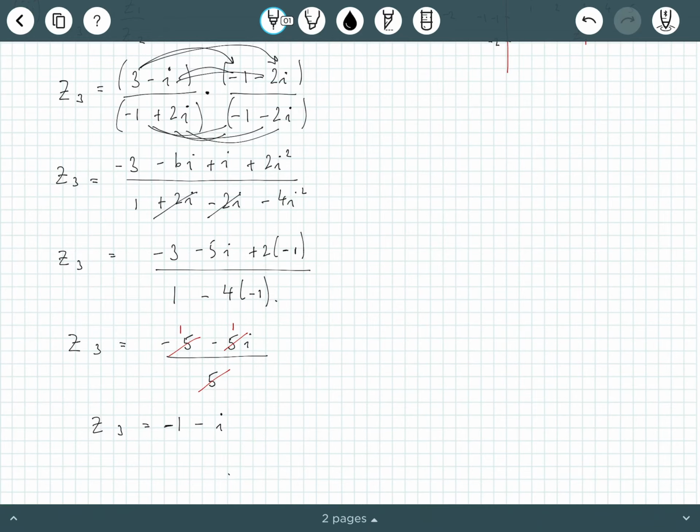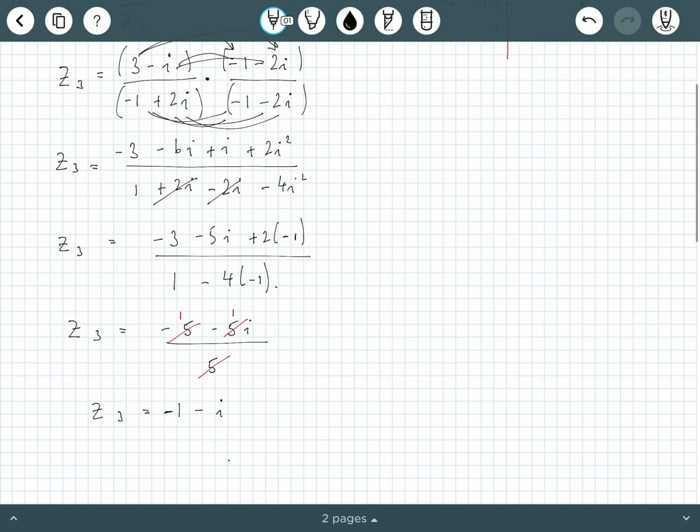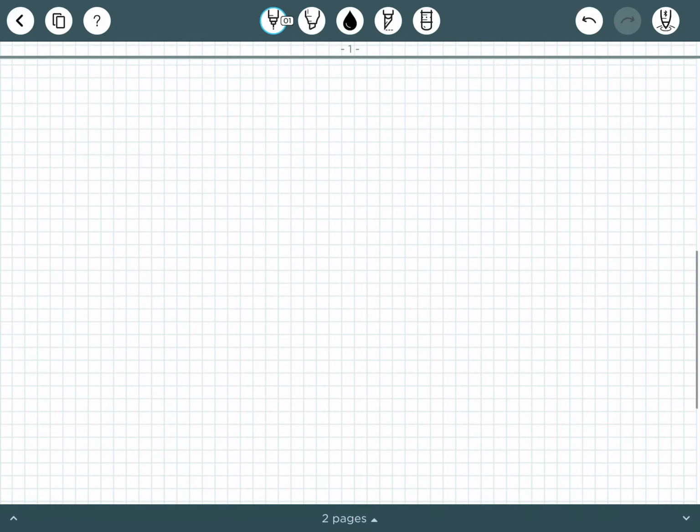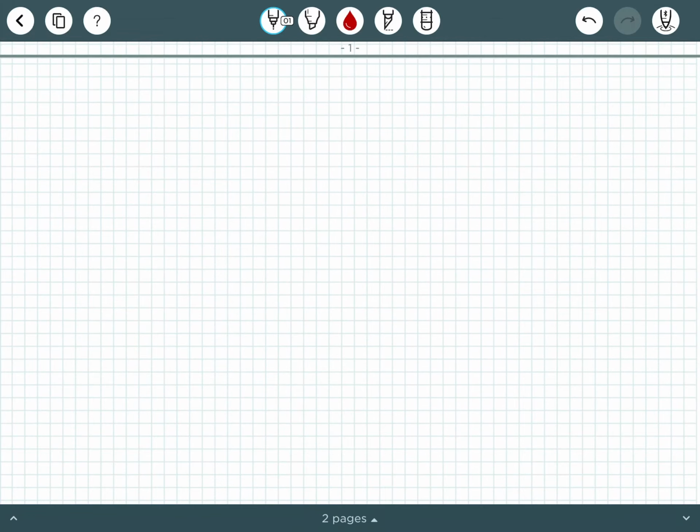Alright. Now, part B. I'll move on to a new page here for you. Okay, so what's B saying? It's saying solve for z.